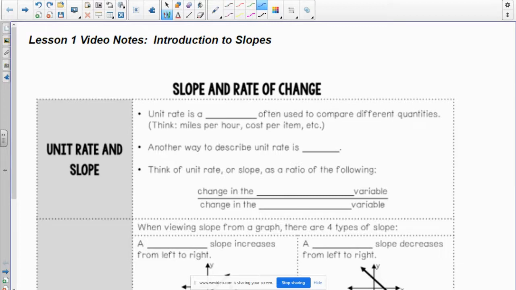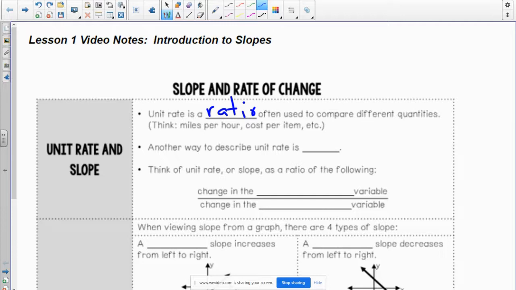And we're going to start with the idea of the unit rate. Unit rate is something you've learned probably back in 6th grade. You can think of it as a ratio often used to compare different quantities. So like miles per hour, cost per item, how many miles you can go per gallon. Anything that you go back to in unit rates, you think about some of those items you compare, maybe the price per can, lots of different things that we look at when we talk about unit rate.